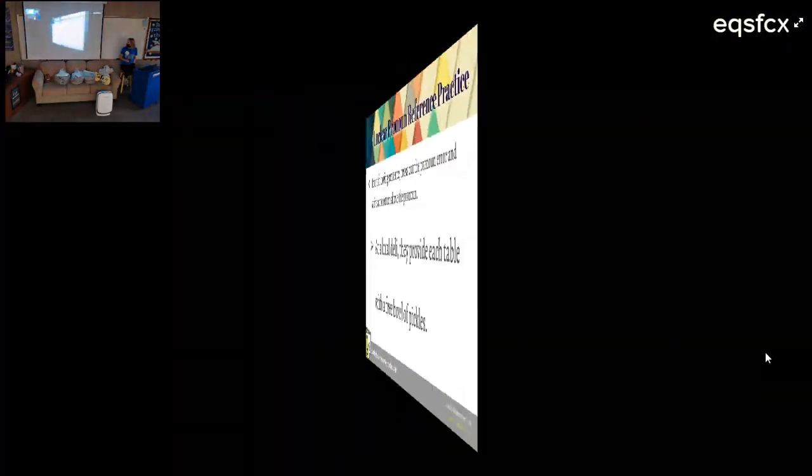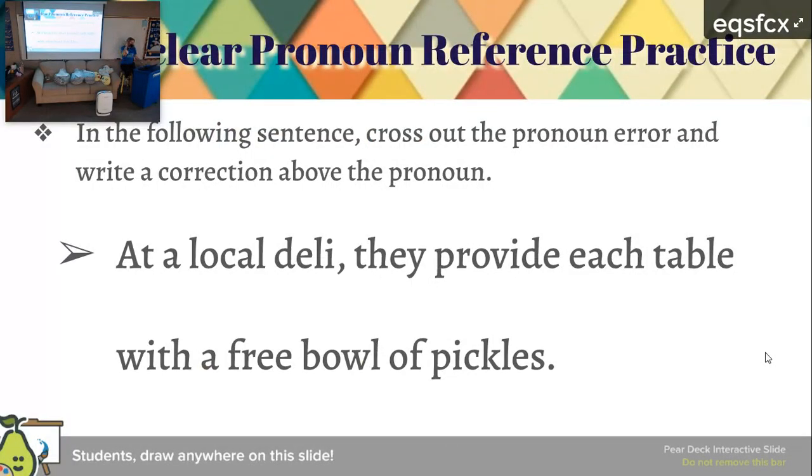Alrighty, let's do some practice. Alright, so what I want you guys to do here is I just want you to cross out the pronoun error and then write a correction. So you can either draw it in or you can type it in, it's up to you.